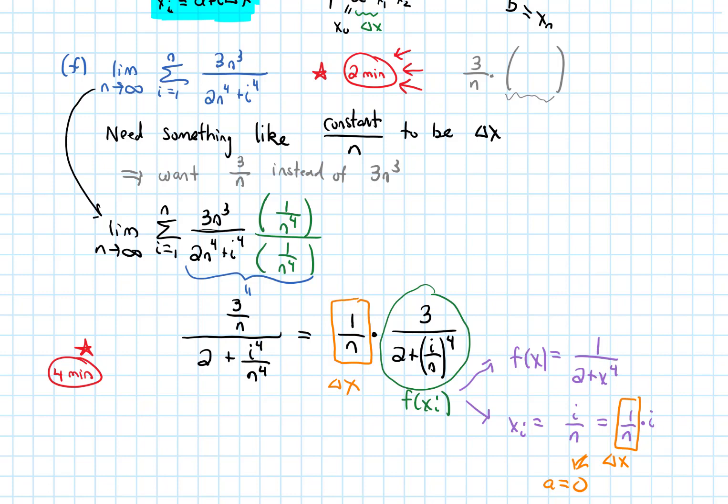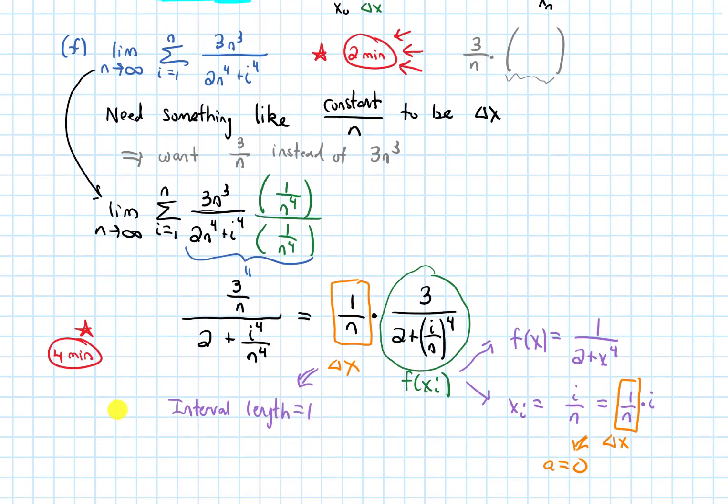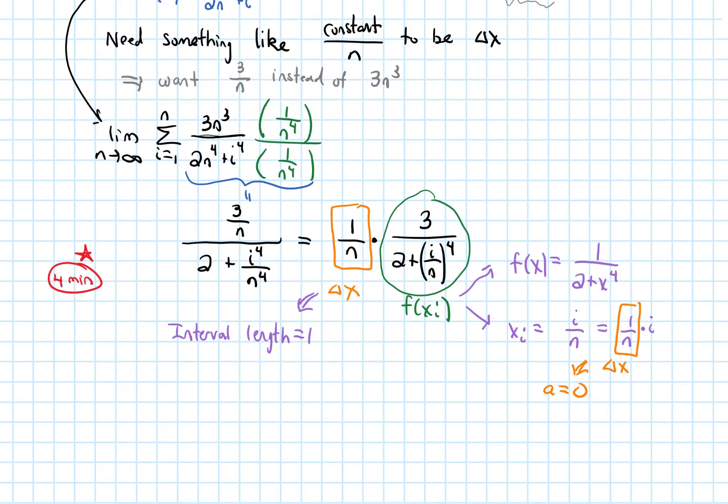Okay, so from here, at this point, I know a, I know my function, I just need to know b. So that's going to come from my delta x, and I know, based off of this, that my interval length is the numerator, which is 1. Because I know my a value is 0, and we know that the interval length is 1, that tells me my b value. My right endpoint of the interval is going to be 1.